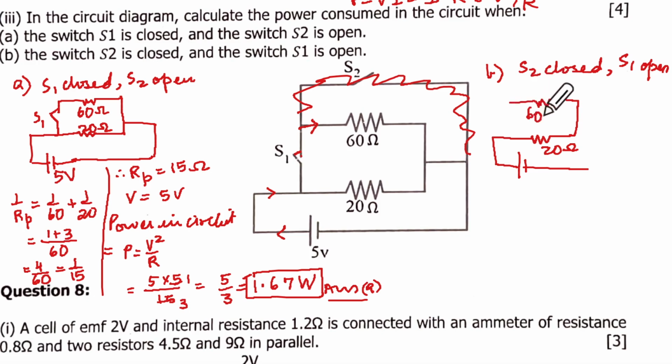This is 60 ohm and then S2 is shut. So I'm not going to show this connection over here. My S1 was here, but S1 is now open, so I don't have to show it. I will show here S2 and I'll close this like this and then it will go this way.